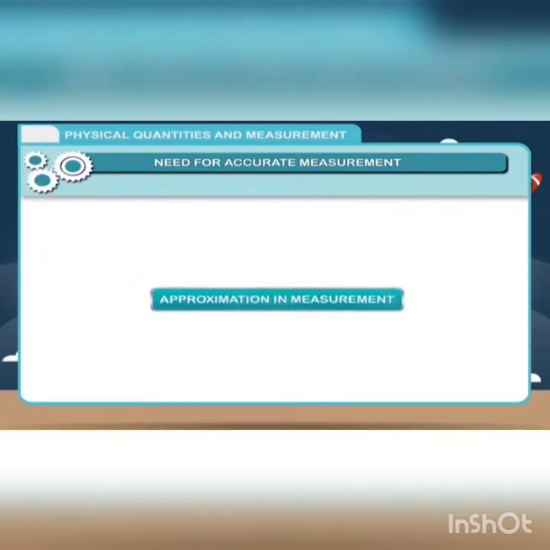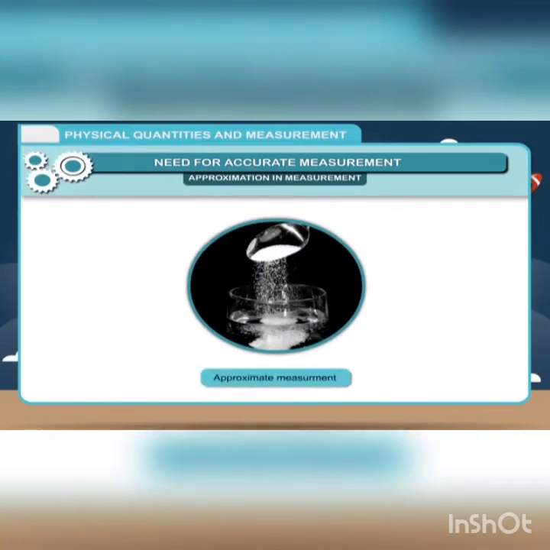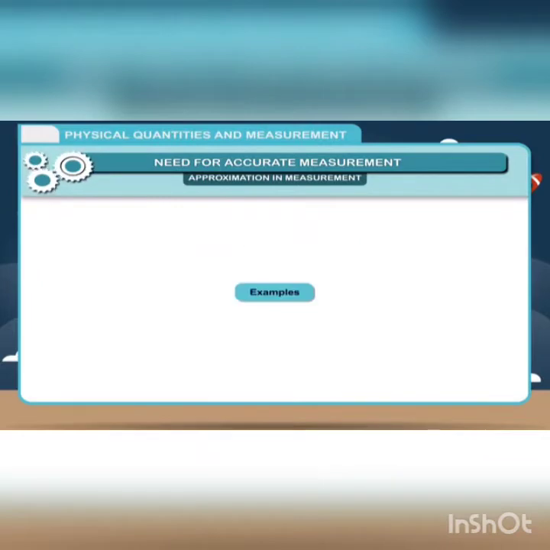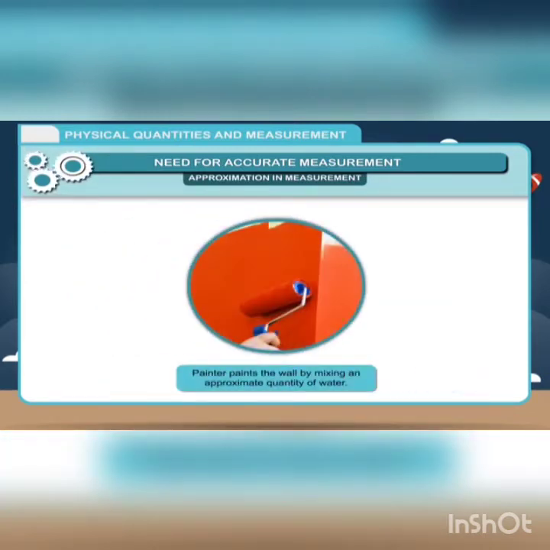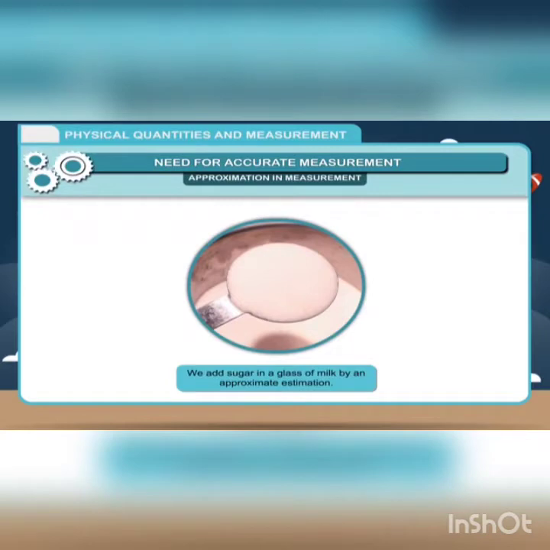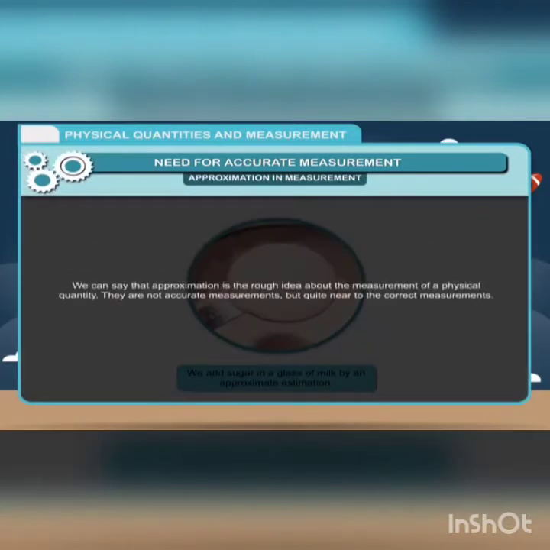Approximation in measurement. In our daily life, sometimes we need only approximate, near to accurate measurement. The approximate estimation is a quicker judgment about any measurement. Examples: 1. We add salt in vegetables by a quick judgment or approximation. 2. A painter paints the wall by mixing an approximate quantity of water. 3. We add sugar in a glass of milk by an approximate estimation. Hence, we can say that approximation is the rough idea about the measurement of a physical quantity. They are not accurate measurements, but quite near to the correct measurements.